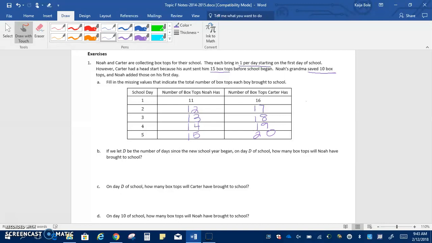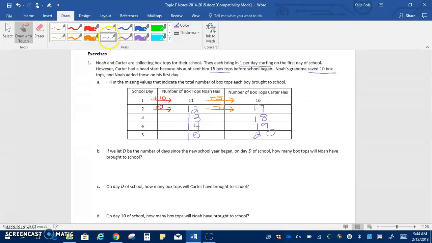Okay, so before we look at part B, let's start to look at our patterns. And I'm going to do them in two different colors. If we look from the school day to the number that Noah has, we are adding 10 every time. Plus 10. Okay, then if we look from Noah to Carter, we're adding 5 every time. Okay, so we're going to use those now to write our expressions.